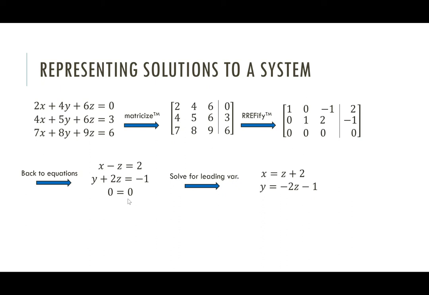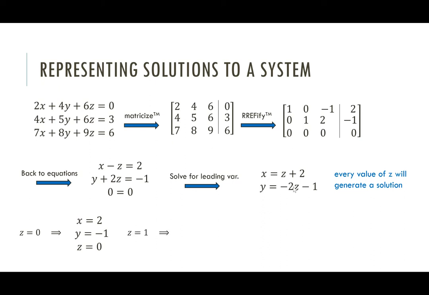So, we've solved for the leading variables. And now, looking at the solution like this, we notice z can be whatever it wants, and any value we choose for z will generate a solution to the system. So for example, if we chose z equals 0, well, z equals 0 forces x to be 2 and y to be negative 1. And so then we would have the solution x equals 2, y equals negative 1, z equals 0.